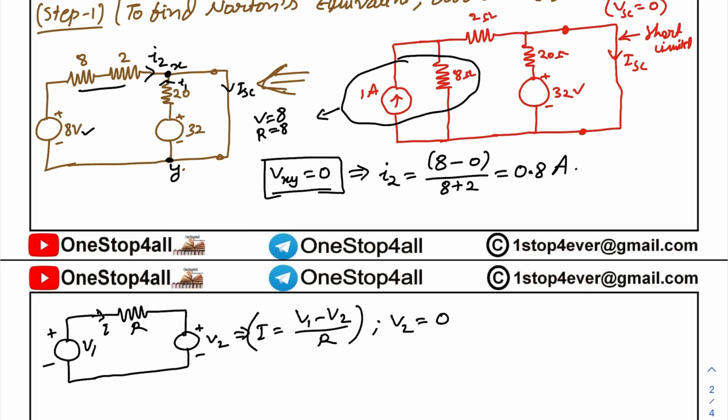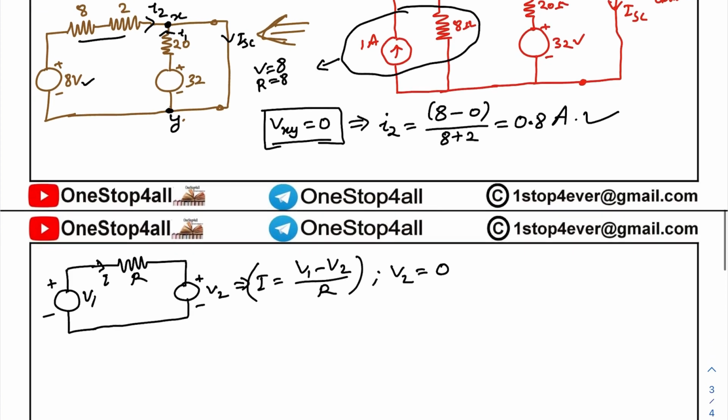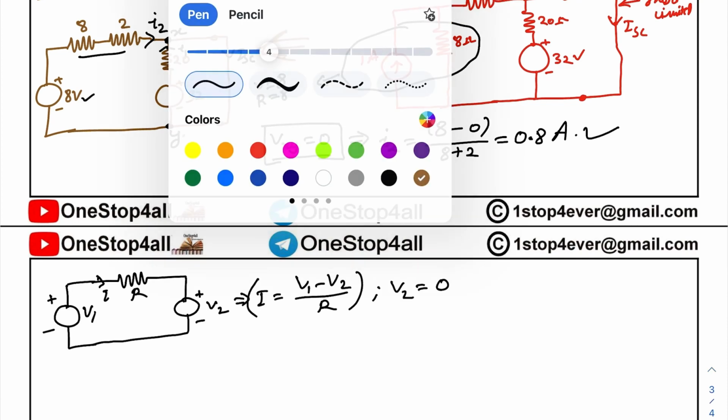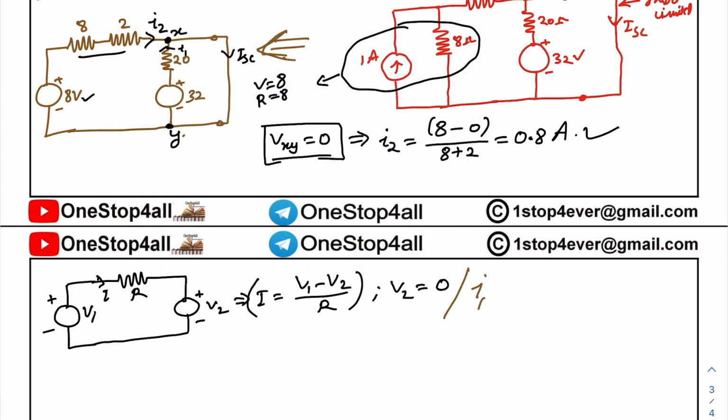Okay. So we have calculated I2. Now our task is to find I1. How we will find out I1? I1 will be the same process. We will find out I1. I1 is this one, na? I1 here. So I1 will be equal to, again, 32 minus 0 divided by how much? 20. Why? Because there is a 20 ohm connected. So this will be 1.6 amps. How this happened? We will see.